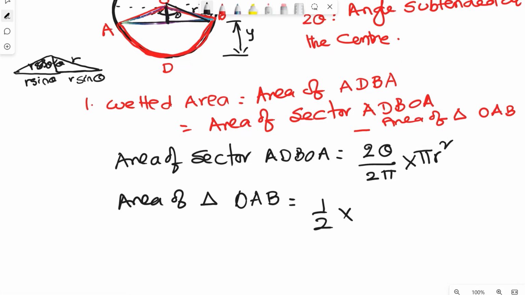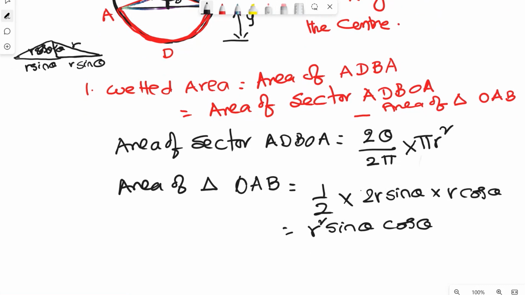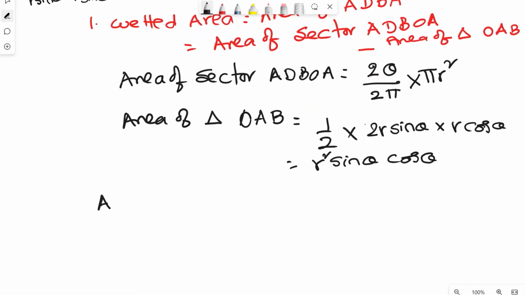So if I take the triangle, what is the base? 2r sine theta, into what is the height? R cos theta. So if I cancel it, what will be remaining? R squared sine theta cos theta. This is the thing. So finally, now you tell me what is the area.